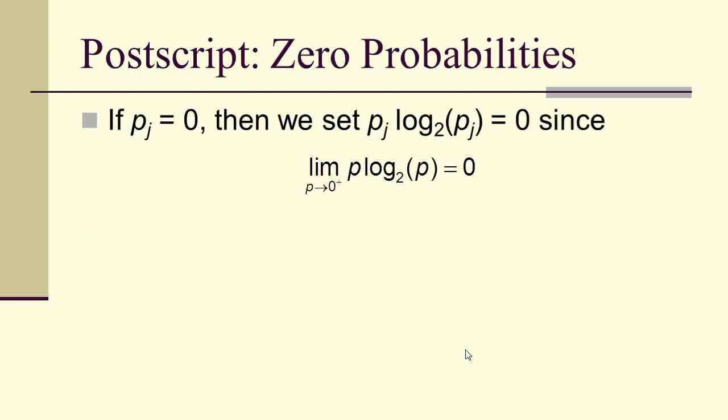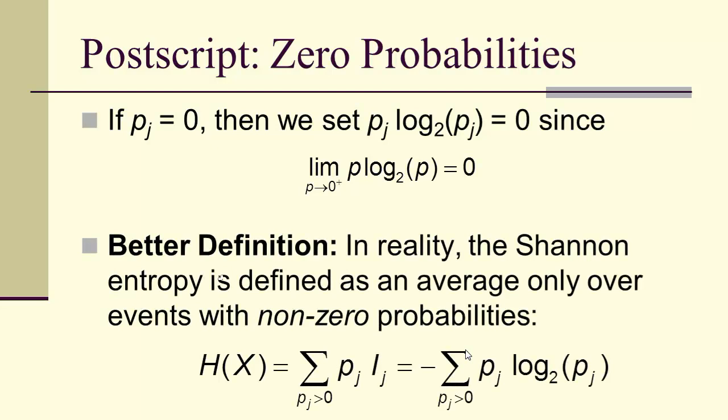Now what if we had a zero probability? Well, if we took the limit as p goes to 0 of p log base 2 of p, then using L'Hopital's rule we can show that's equal to 0. So if p sub j is 0, then we can just set p sub j log base 2 p sub j equal to 0. Or in reality, the rigorous definition is that the Shannon entropy is defined as the average only over events with non-zero probabilities.